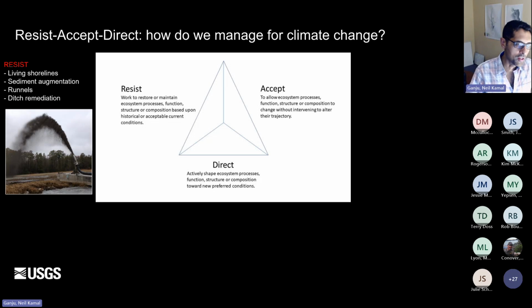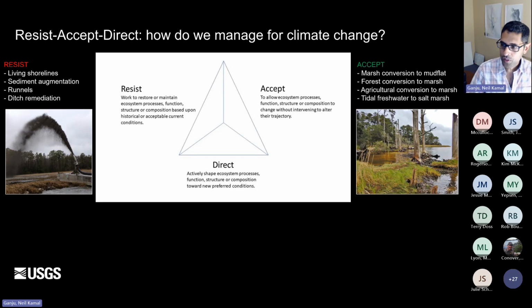So resist is easy. These are a lot of things we've been doing. A living shoreline is attempting to lock the boundary in place. So that's, again, fighting transgression, resisting sea level rise. Sediment augmentation, depending on where the sediment is coming from, could be considered resisting. Runneling open water areas that used to be marsh would be considered resistance, as well as ditch remediation. Acceptance is the easy one.